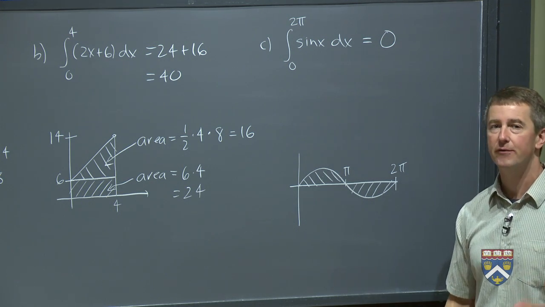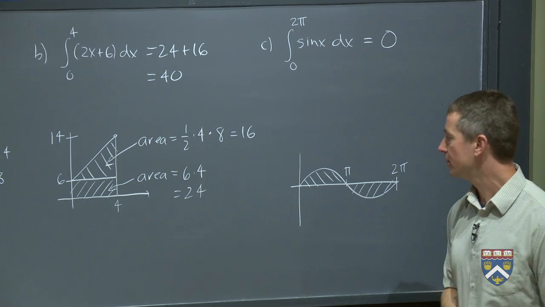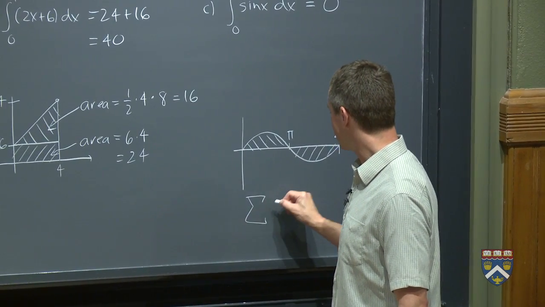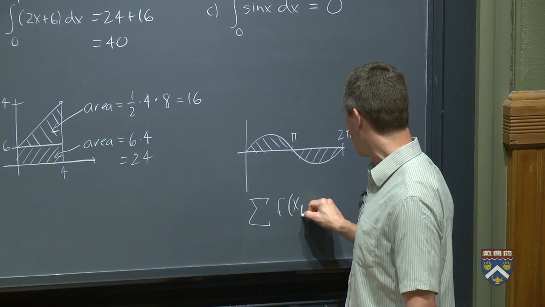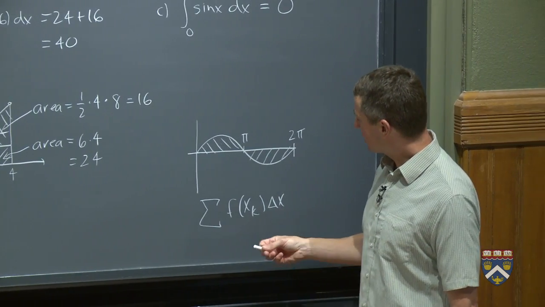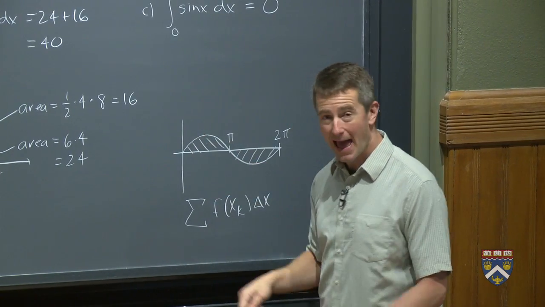You can also do it purely from the definition of the left or the right-hand sum. Right? We were doing something like this, f of x sub k delta x. And anytime that I pick, remember, n is going to infinity.